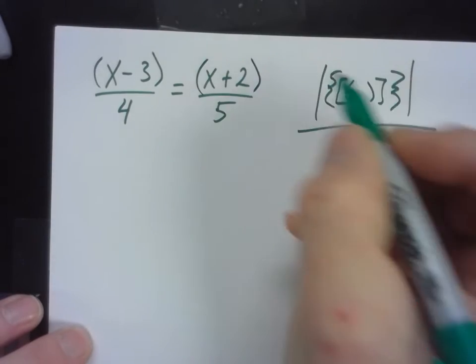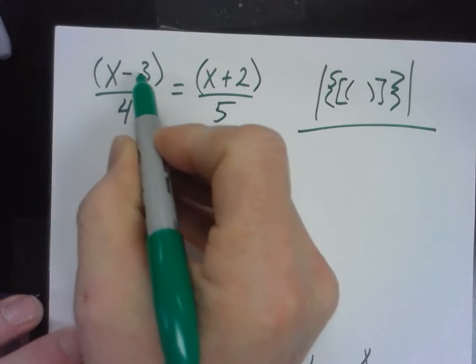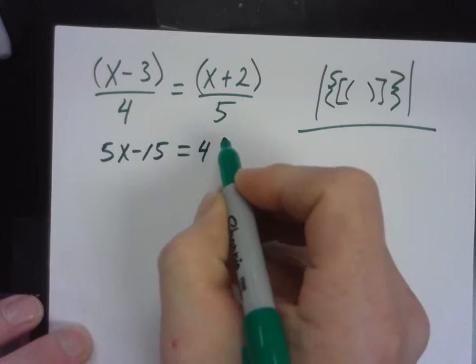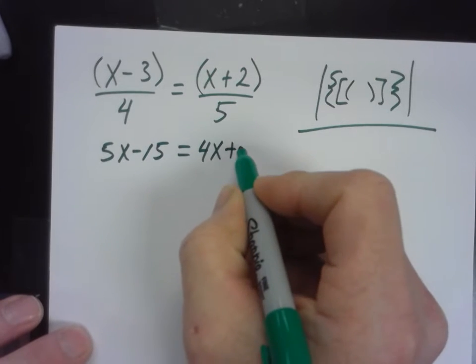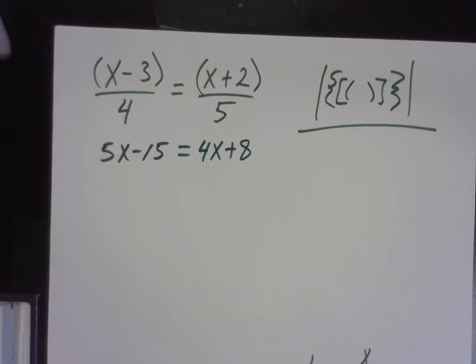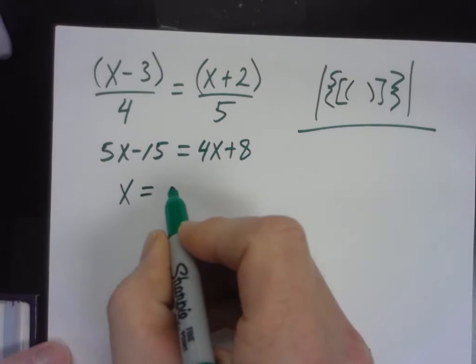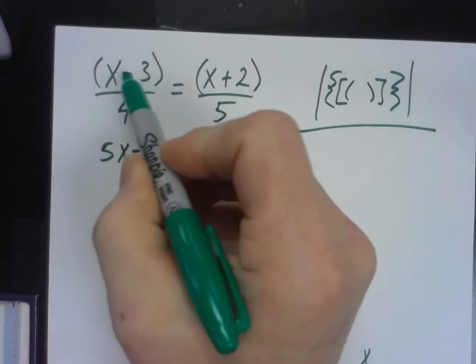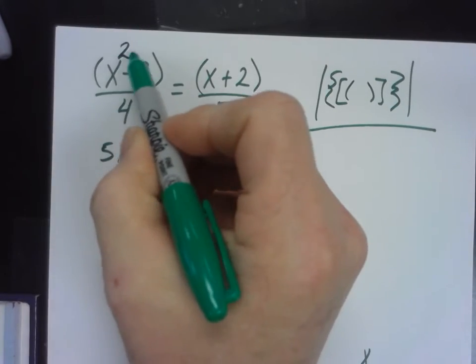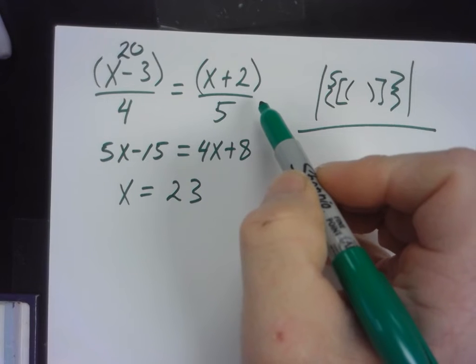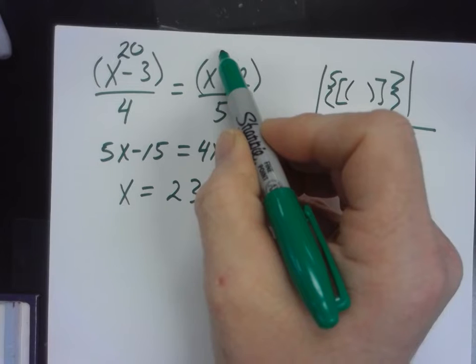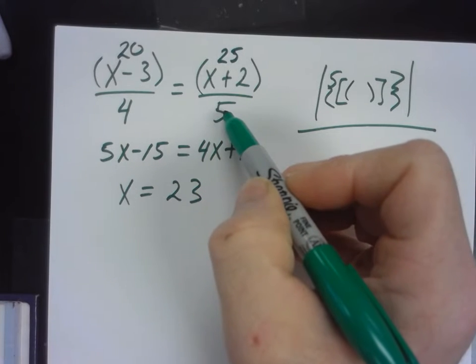So we've got to go 5 times x subtract 3 equals 4 times the quantity x plus 2. Now once you get it to there, I'm confident you guys can finish. So this is x subtract 23 subtract 3, so that's 20 over 4, which is 5, equals 23 plus 2, which is 25 divided by 5, which is 5.